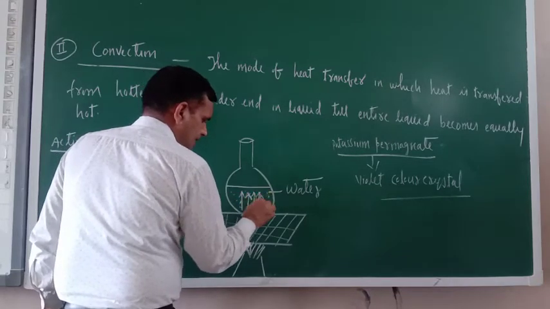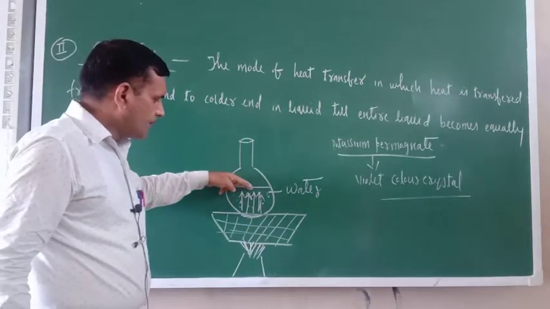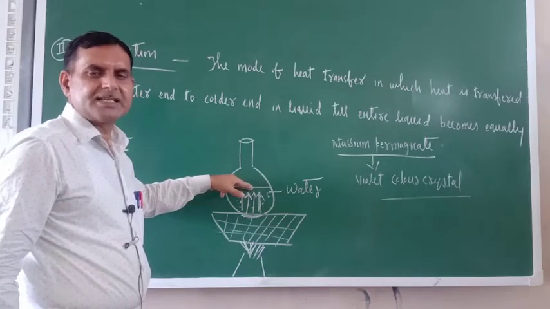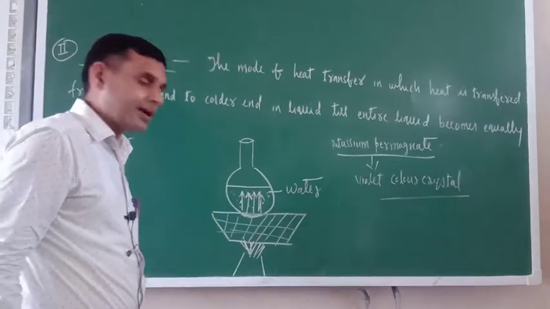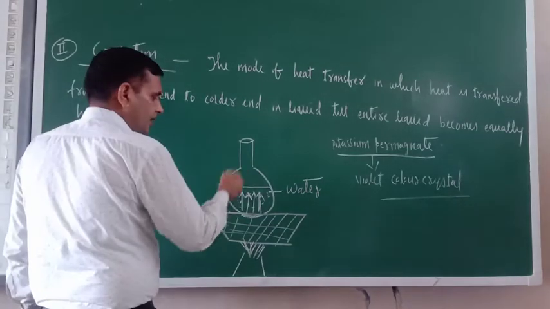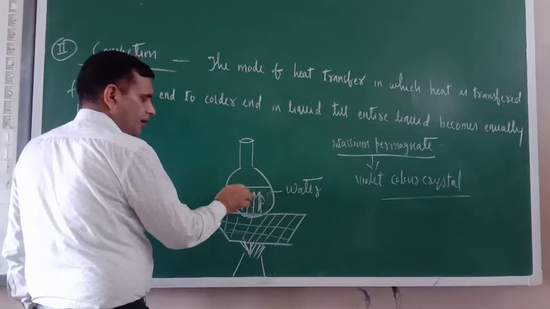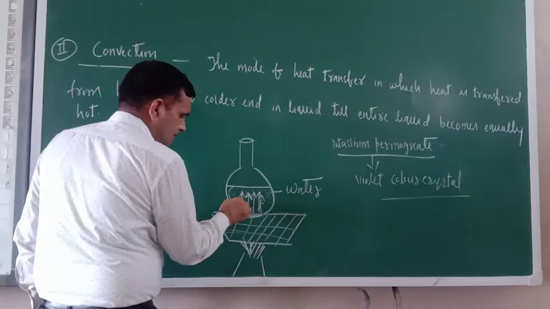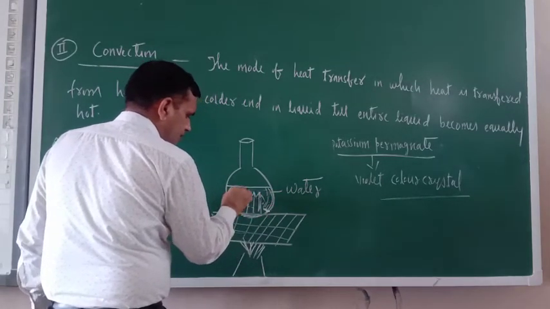Why will it rise up? Because at the bottom the temperature is more and on the upper side the temperature is less. So heat always transfers from the hotter end to the colder end. So heat will transfer from here to here. Am I correct or not? Now try to understand. This side water is cold water. So now the cold water from the sides of the round bottom flask will move down.